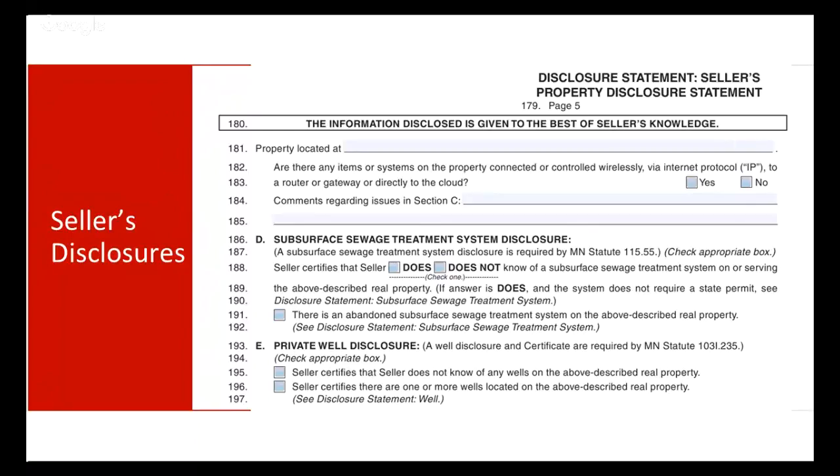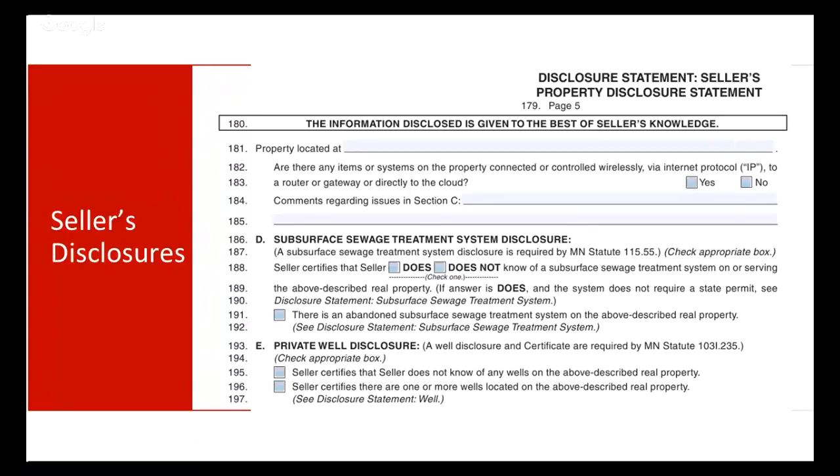Private well disclosure, very similar. The seller certifies that they do not know of any wells on the property or that there are one or more wells on the property. It has nothing to do with whether they're in service, if they're working, if they're sealed. Nothing to do with that. You either know of it or you don't. I don't care what the status is.